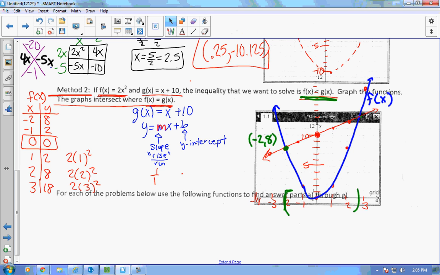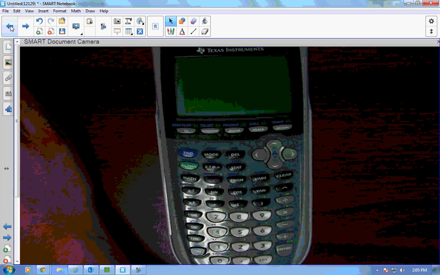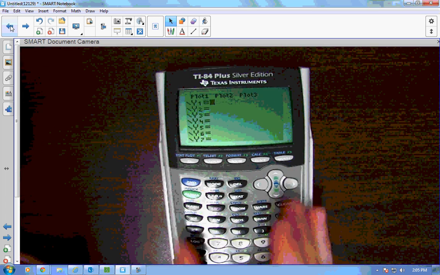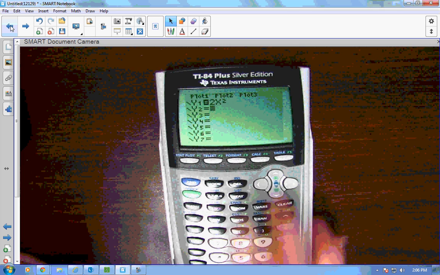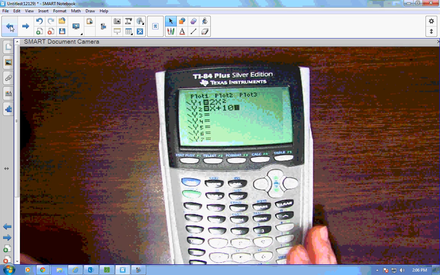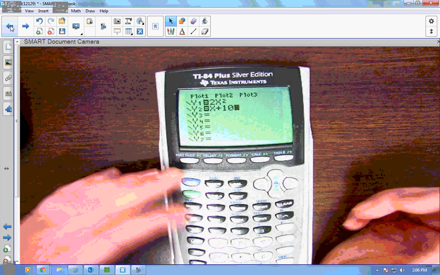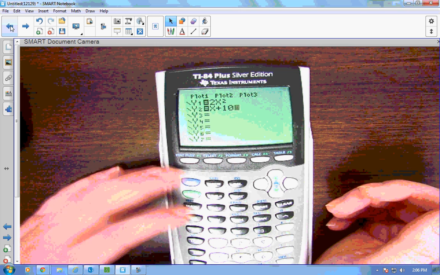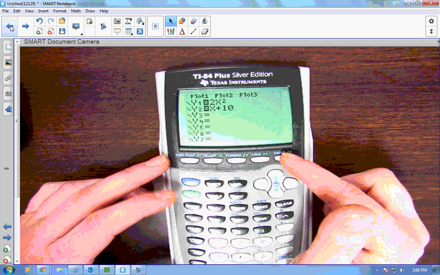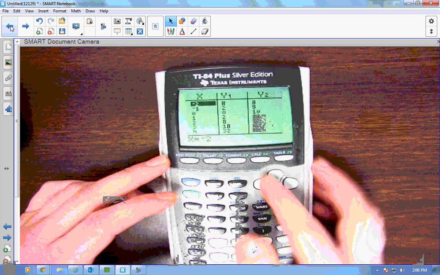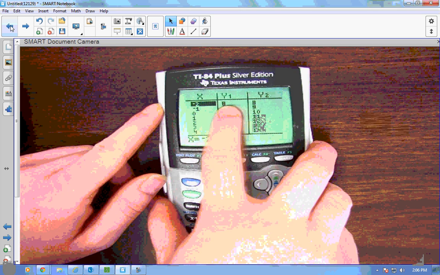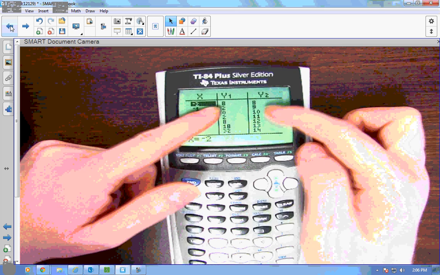Have your calculators? Okay, I'm going to go to y equals, and I'm going to type in both of these functions. Okay, so 2x squared and x plus 10. Go to y equals 2x squared and arrow down, x plus 10. Do you remember how to go to the table of values? How do we do that? Second graph. And we already know this one. They both have 8s. Let's look down here. Are they both equal again?